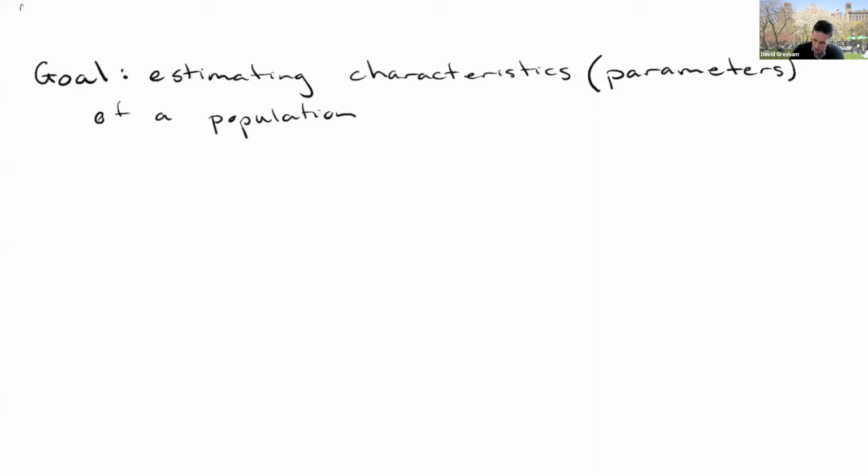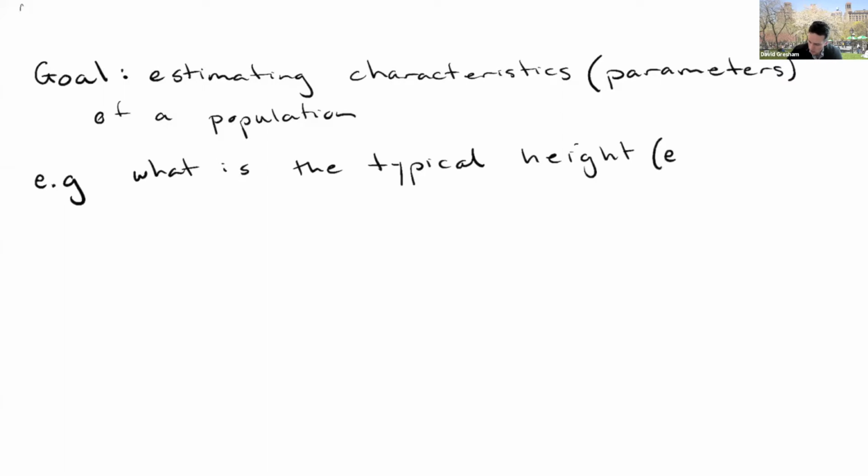And so the question here, or an example of this would be, if we wanted to ask what is the typical height, and when we talk about a typical value from a population, we might talk about the central tendency. So for example, the mean of a student at NYU. That's our goal.